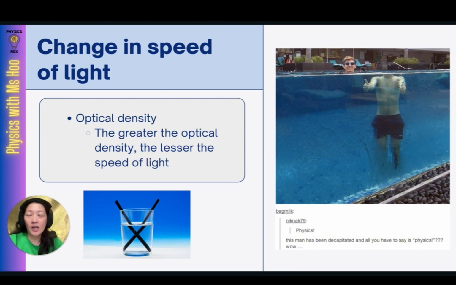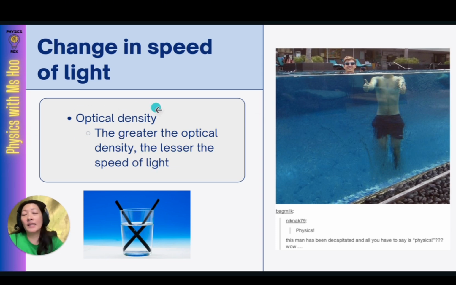So, first of all, what causes the change in speed of light? Light is an electromagnetic wave and does not need a medium to travel. This means that light can travel through a vacuum, and in fact, it travels the fastest in vacuum. When it travels through a medium, the light will slow down. The characteristic of the medium that causes the change in speed of light is known as the optical density. You can think of optical density as something like how the particles are arranged in such a way that they cause the light to slow down, like speed bumps for light.